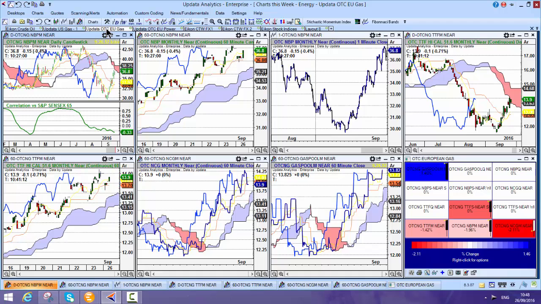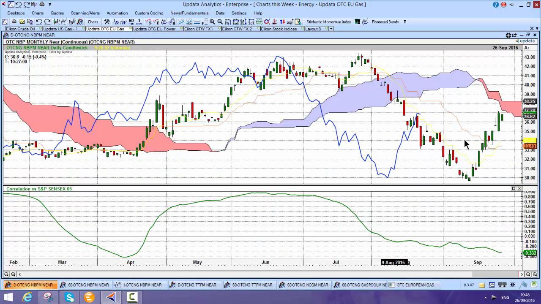If we look at European gas products, MBP front month is still below the cloud, so that's bearish on the daily. Correlation with crude oil.